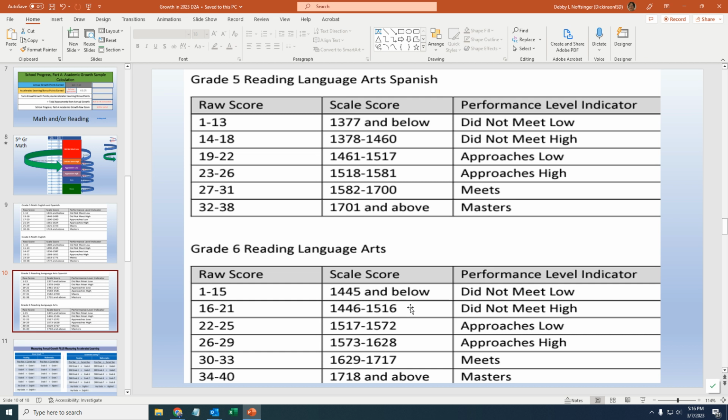6th grade reading language arts, and so you can see a 1 to 13 raw score on the 2022 STAAR test would have been a low did not meet. A 14 to 18 on the 2022 STAAR test would have been a did not meet high. A 19 to 22 raw score on the 2022 STAAR would have been an approaches low, and so on. So that gives you an idea of how those break out.